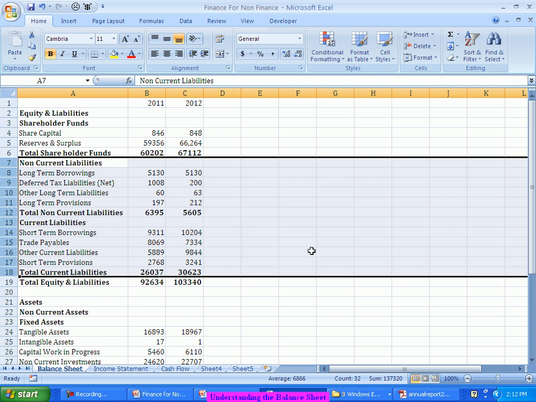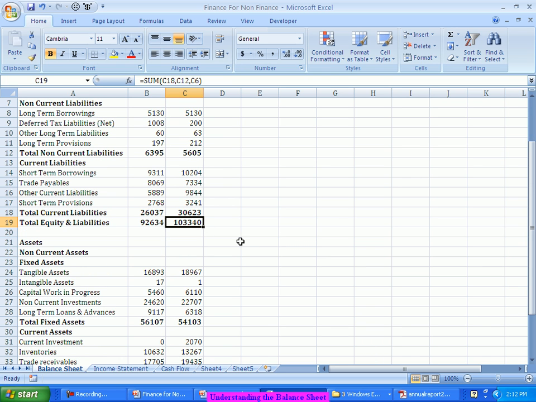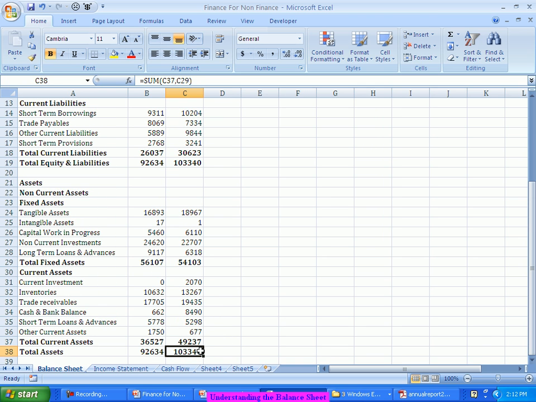So if we go one by one, under the liabilities part, and the reason why it is called as a balance sheet is your total equity and liabilities should match with total assets. Total assets always match with the total equity and liability. That is what is the balancing part. That's the reason it is called as a balance sheet. It balances the liabilities and the assets, they balance each other.